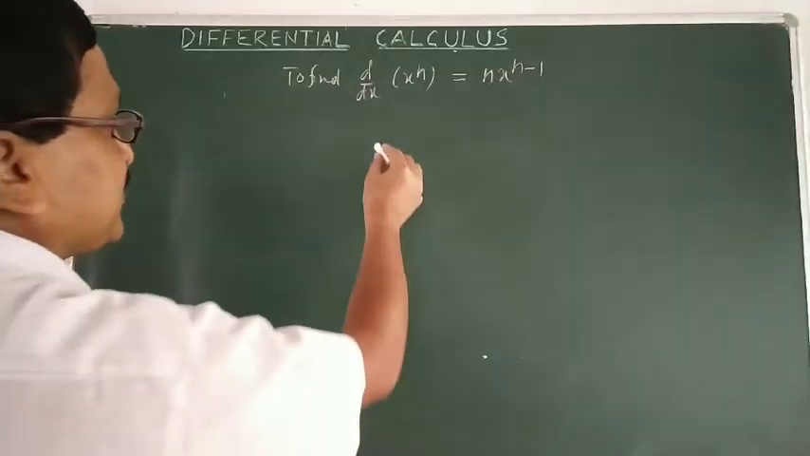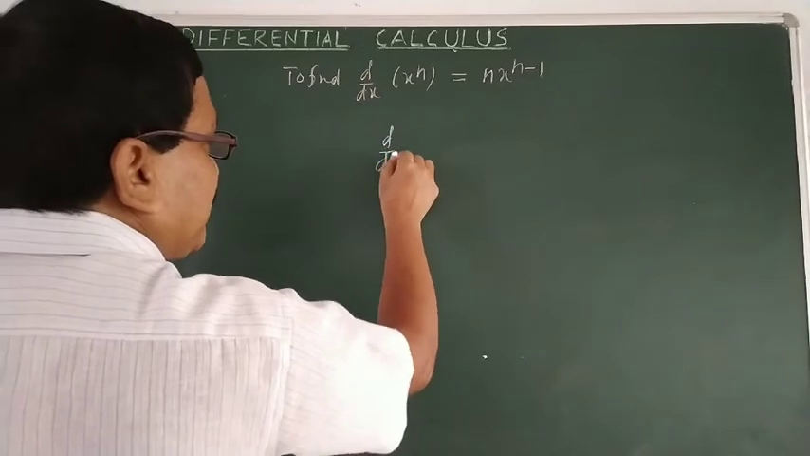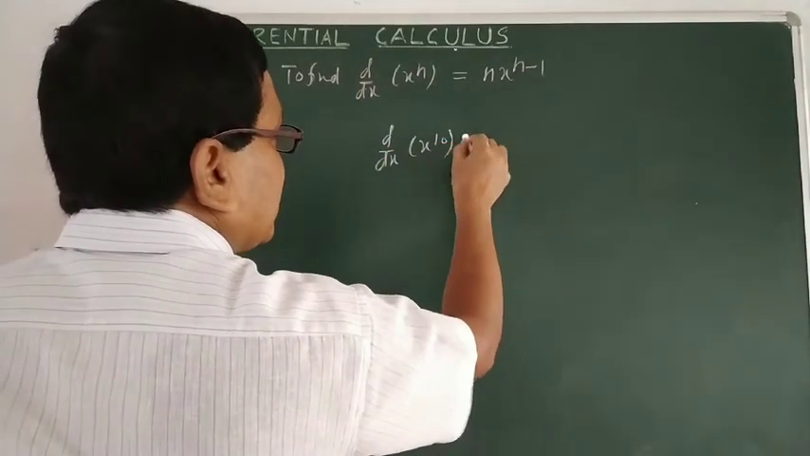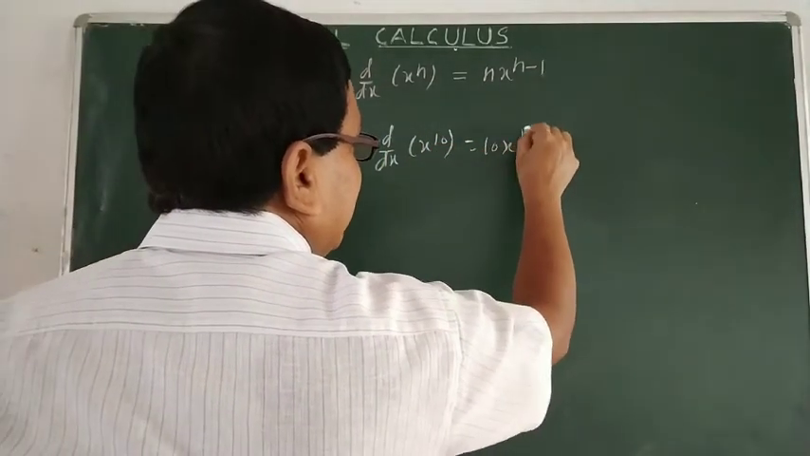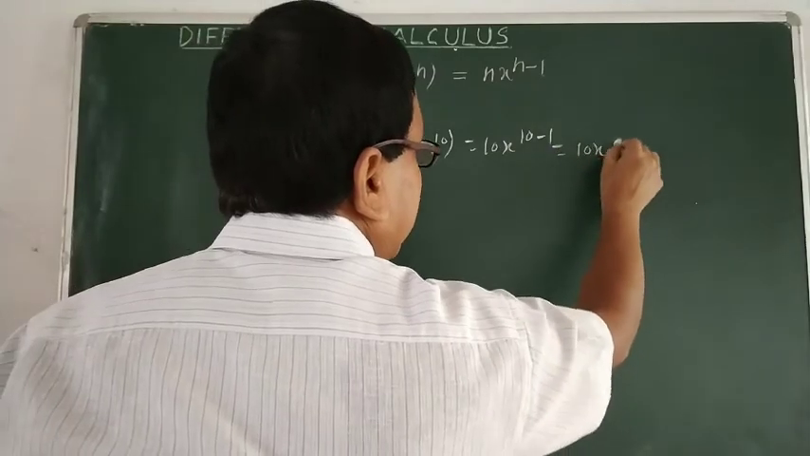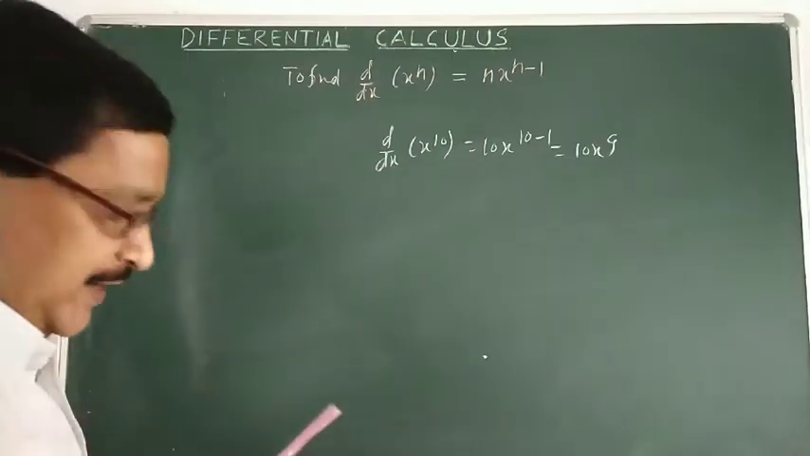Suppose you have to differentiate d by dx of x to the power 10. So this is 10 x^(10 minus 1). So this is 10 x^9. Likewise, you can move ahead.